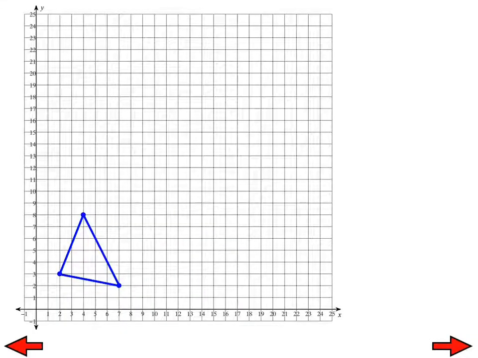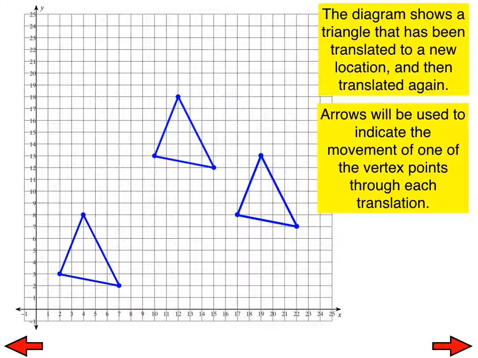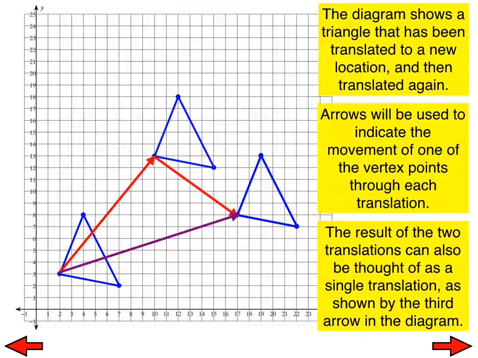So, if we have a triangle like the one that is graphed up here, and I move it that direction, and then I take that one and move it this direction, we can think of that as the original triangle translated. Arrows will be used to indicate the movement of one of the vertex points through each translation. So if I take that point and move it to there, and then take that point and move it to there, that is an example of how we can use rays, which we sometimes call vectors, to track that movement.